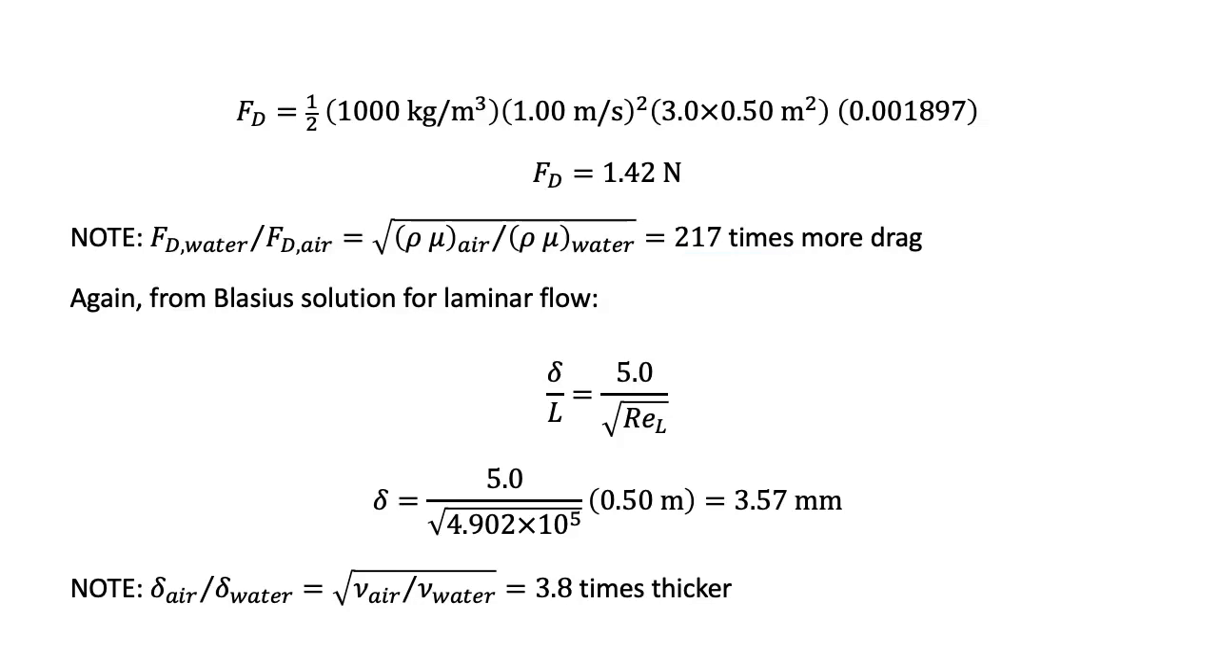This is consistent with our experience of the difference between the force required to walk through air versus through water in a swimming pool. This also justifies using a boundary condition of zero shear stress at an air-water interface. Next, we get that the boundary layer is 3.57 millimeters. Thus, the boundary layer thickness is 3.8 times thicker for air. This is because the kinematic viscosity, which controls boundary layer growth, is higher for air than for water.